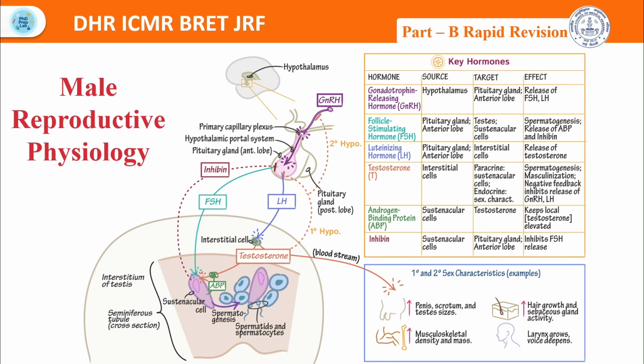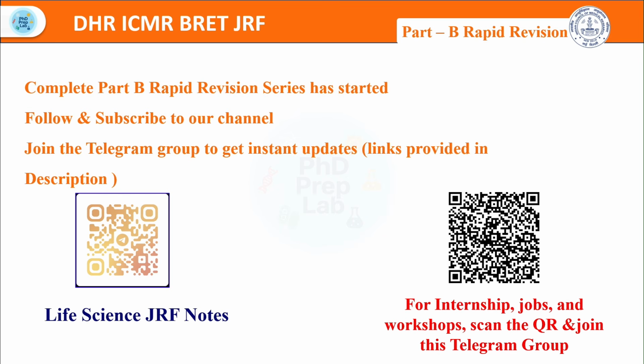And there are now the primary and secondary sexual characteristics. The examples are the enlargement of penis, scrotum, testicles, and hair growth, etc. So you can see on the screen all the important details are mentioned. So make sure that you revise all of the slides well. And this was it from this basic physiology part.